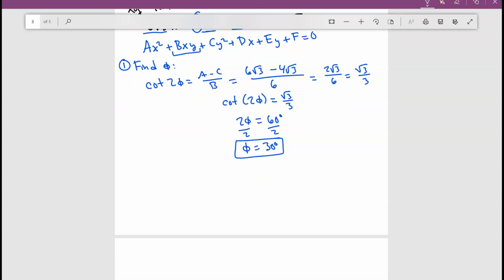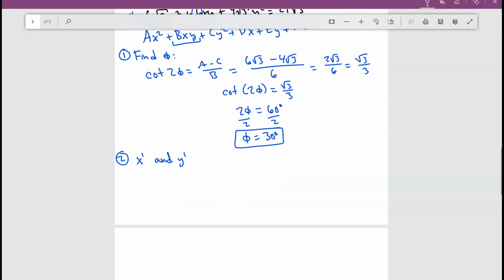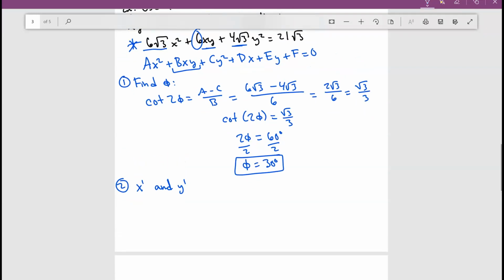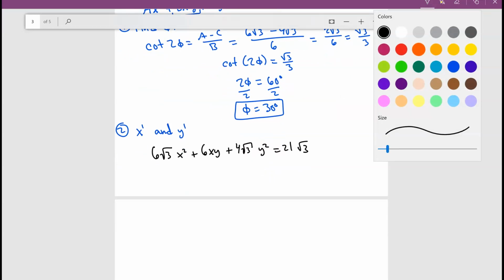Now the second part that we want to figure out is what my x prime and y prime are. I want to have this entire equation in terms of x prime and y prime, so I don't want these x's and y's. Our equation is 6 square root of 3 x squared plus 6 xy plus 4 square root of 3 y squared equals 21 square root of 3. Now let's first figure out what x and y are.